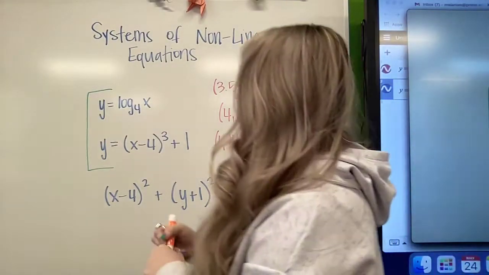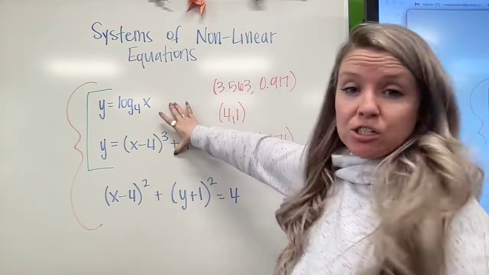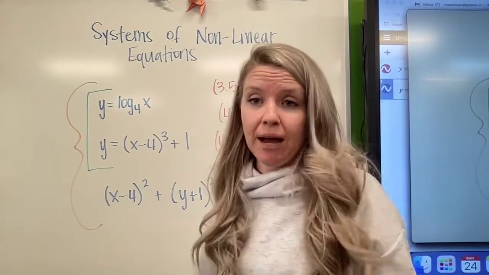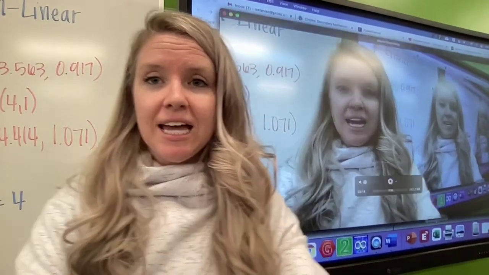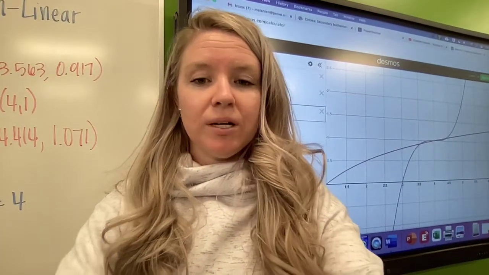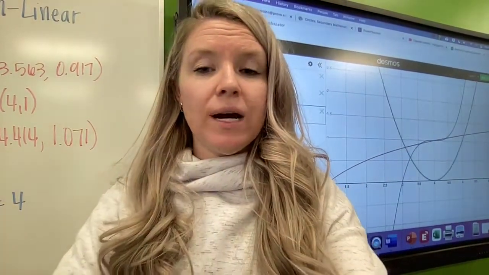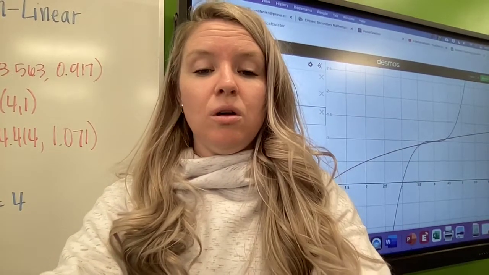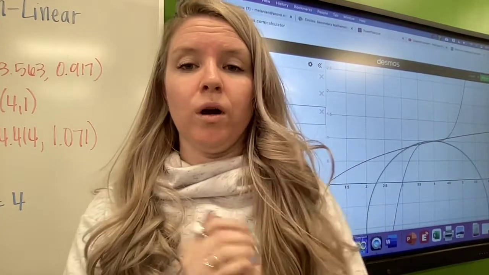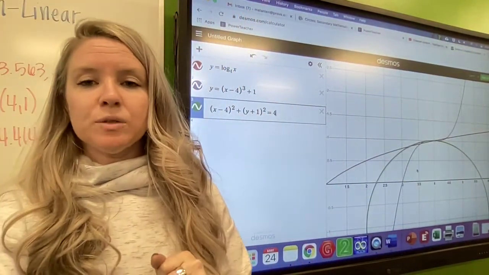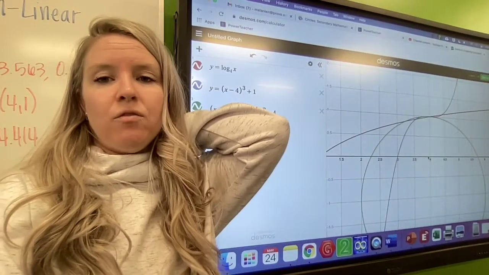So now I want to have a system of 3 equations. We've already got these 2 graphed. I'm going to bring in this third graph and see what happens. We're going to move this over. We're going to type in now (x minus 4) squared plus (y plus 1) squared equals 4. And what we're seeing here is a circle, which has a radius of 2 and a center of (4, -1).